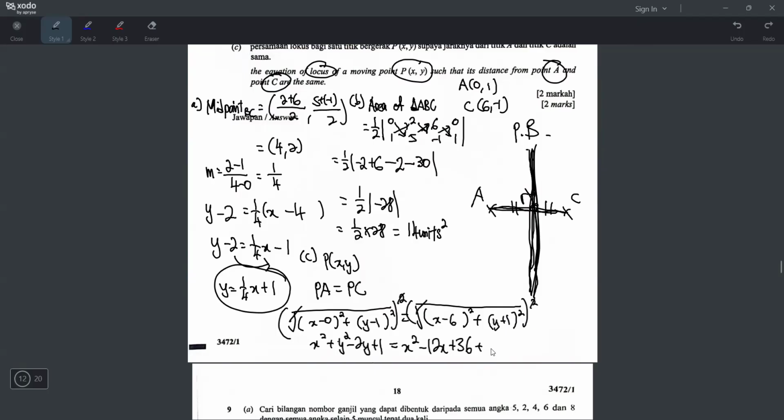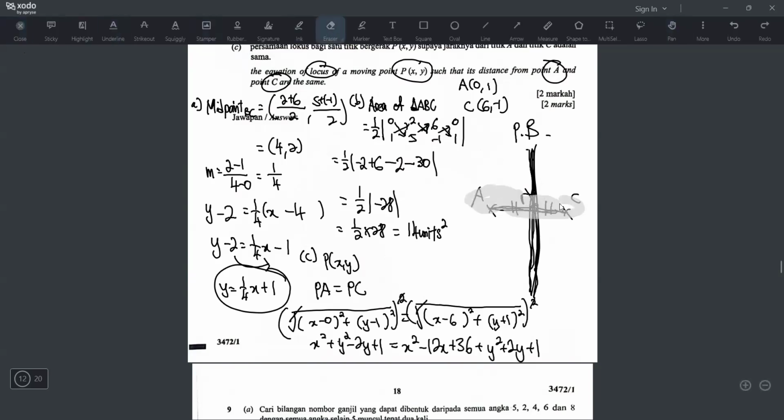Plus with same thing, in front square, y square. In front times behind, 1y times 2, 2y. Behind square plus 1. Right? Okay, I need space here, so let me erase this. Okay, now how to continue?